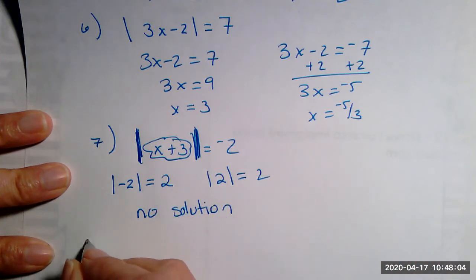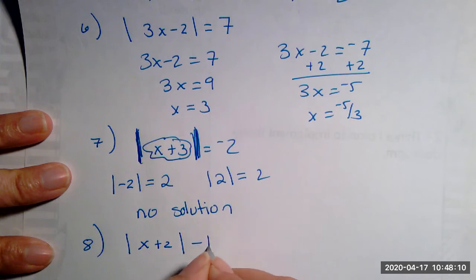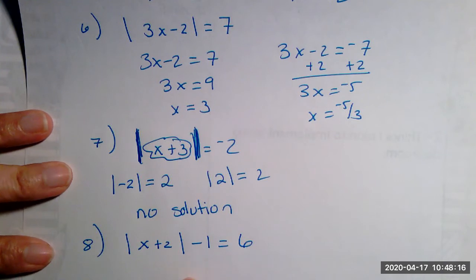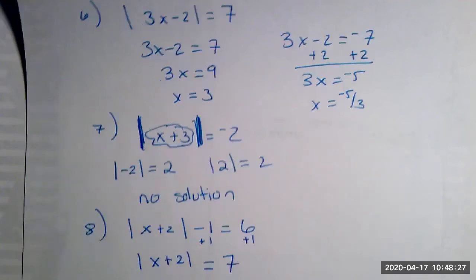All right, number 8. And this is our last one. All right. So on this one, you have to do something first. You have to get rid of that 1. So we have to isolate the absolute value sign. I'm going to add 1 to both sides. So that's going to be 7.